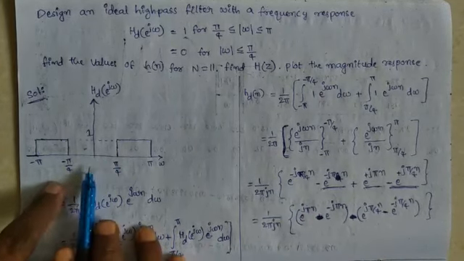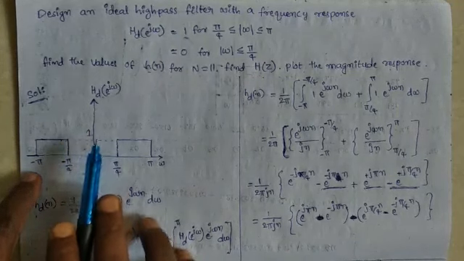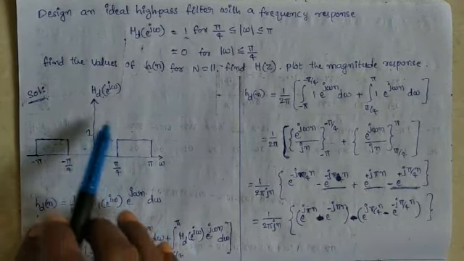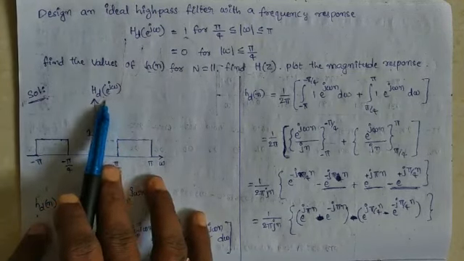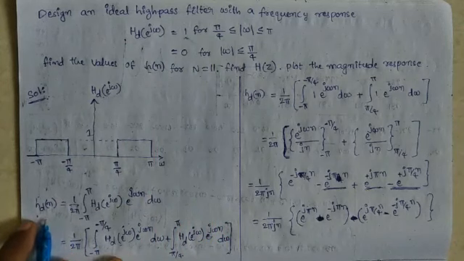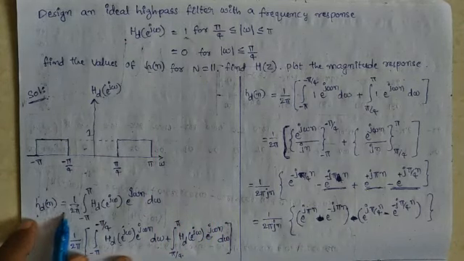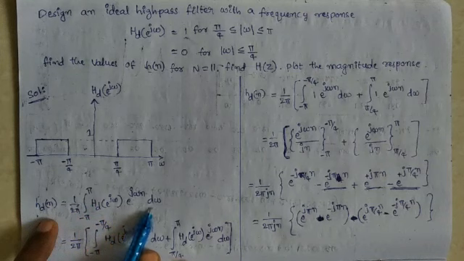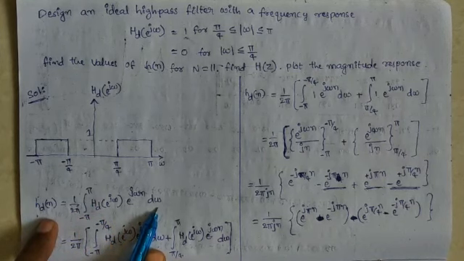Now we are determining the HD of n. How do we determine the HD of n? From the given frequency response, HD of n is the Fourier series coefficient. HD of n is equal to 1 by 2 pi integral from minus pi to pi of HD of e power j omega into e power j omega n d omega.